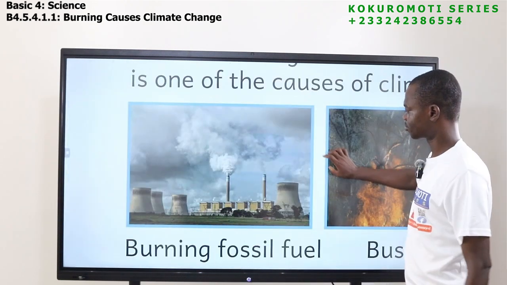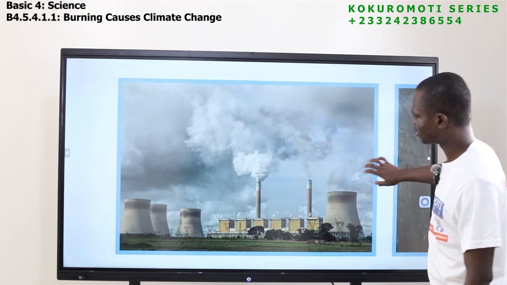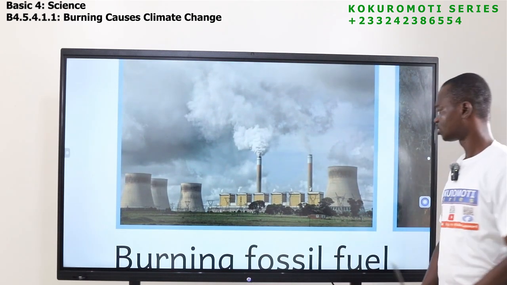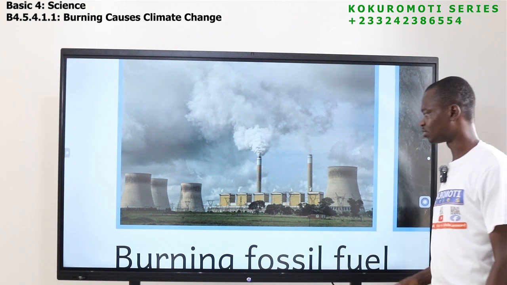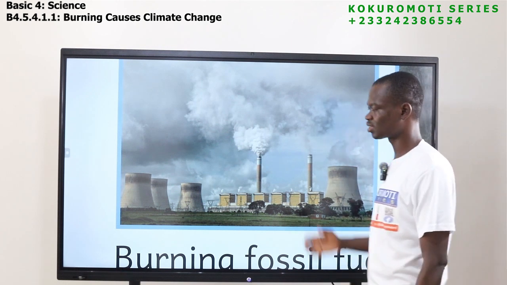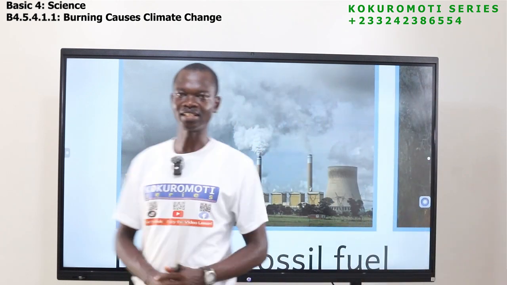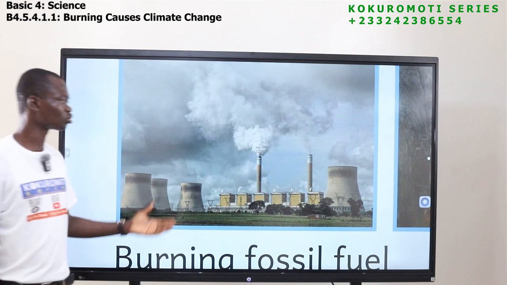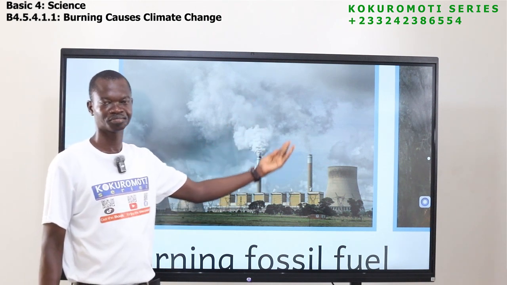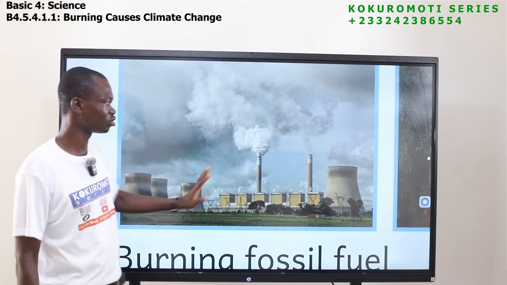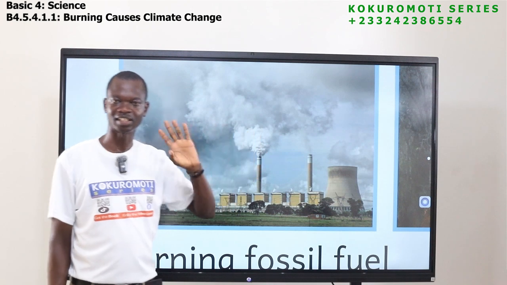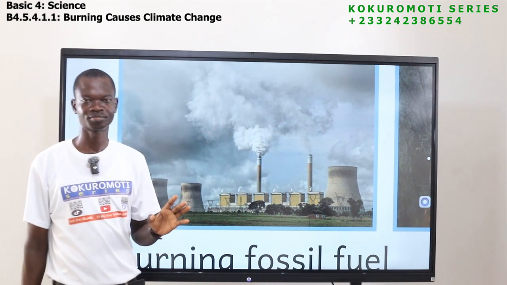There are some pictures here. Let's see what is happening here. This is burning of fossil fuel. Fossil fuel, we are talking about petrol, diesel. So this is an industry. Industries use plants, machines, and devices that need petrol. So when they use it, the smoke that comes out from the machines goes into the atmosphere and it affects the climate, it affects the weather condition.